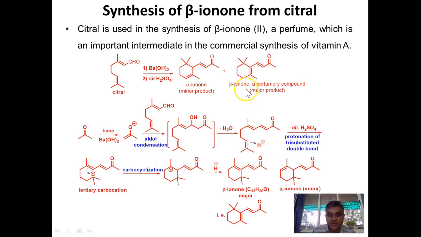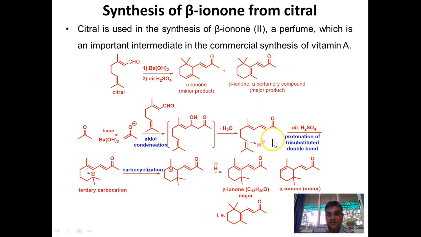Now the formation of beta-ionone is a very interesting reaction and therefore it requires some discussion. The first step in the synthesis is aldol condensation with acetone. Acetone gives an enolate anion, and this on reaction with citral gives a beta-hydroxy carbonyl compound. This undergoes dehydration to form an alpha, beta-unsaturated ketone. So in this way one carbon-carbon bond is formed.